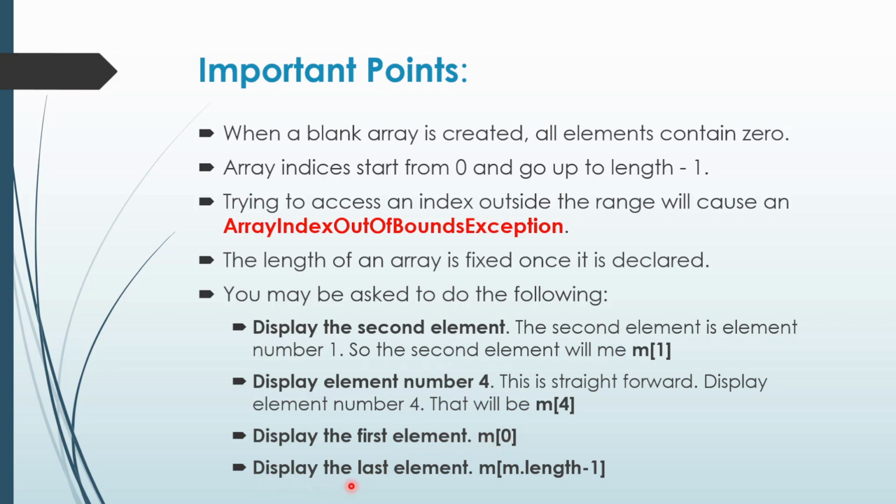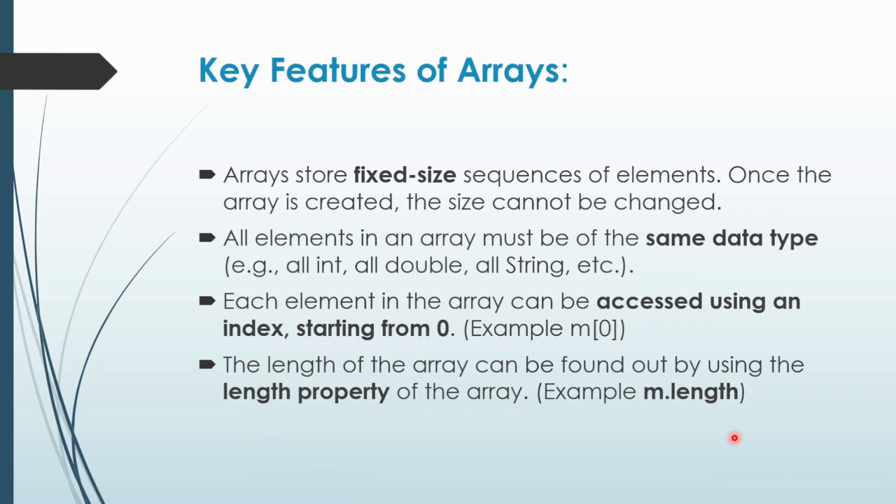And how do I display the last element? We can use m dot length. So I can say m in brackets m dot length -1. So m dot length is going to give you the actual size of the array. -1 will be the last position, and this will be m and the last position. I hope this is understood.